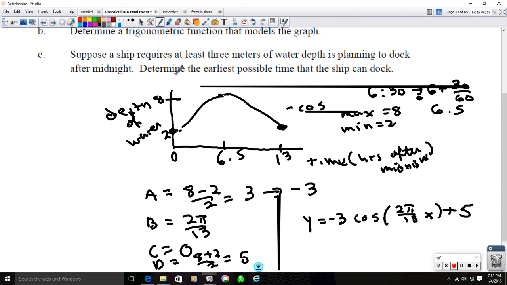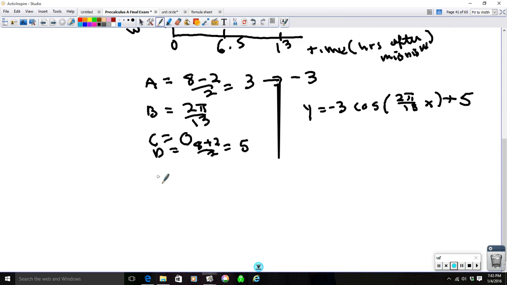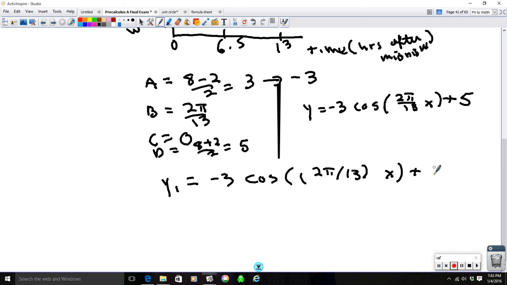Suppose a ship requires at least 3 meters of water so it can dock. So determine the earliest possible time that the ship can dock. So you're going to go down here and put this in the calculator. It's y1, and this is 2 pi over 13 x, close the parentheses again, plus 5. And y2, it can dock when it's 3.